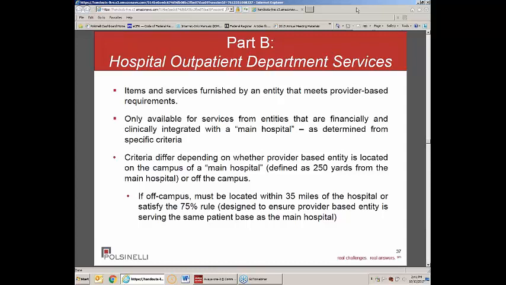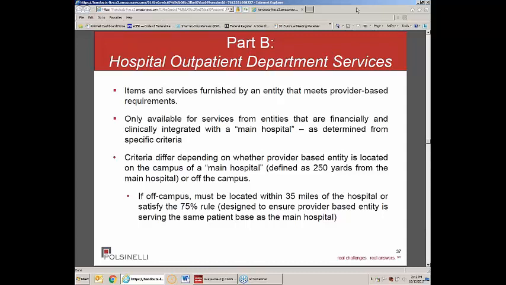So to focus here on what is a hospital outpatient department, because really the location a lot of times defines the service in this case. Hospital outpatient departments can be either on campus of the hospital, meaning typically within 250 yards from the main hospital, or they can be off campus. In either case, though, the rules differ slightly based on whether it's on or off campus, but regardless of where it's located, they have to meet what are called the provider-based rules, which is something that's been in the news a lot recently.